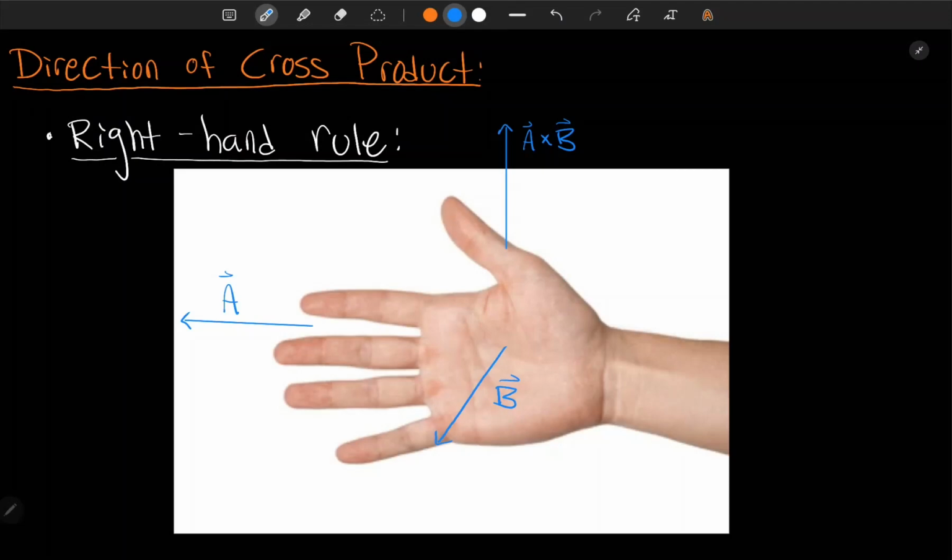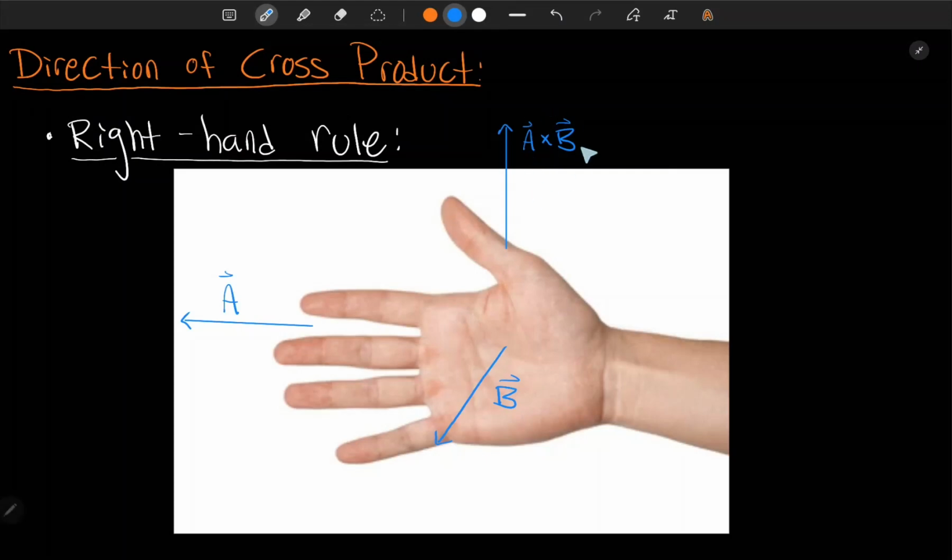Point your fingers in the direction of vector A. Then rotate your hand so your palm is in the direction of B. And then wherever your hand is, stick your thumb out. And your thumb points in the direction of the new vector of A cross B. So since A cross B is a vector, it needs a direction. And its direction is given by the direction of your thumb.